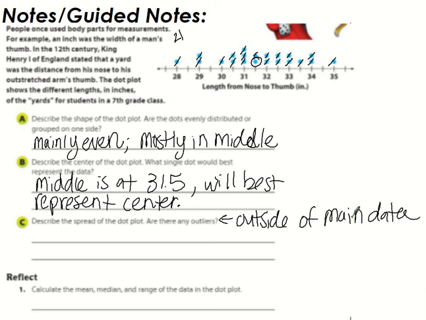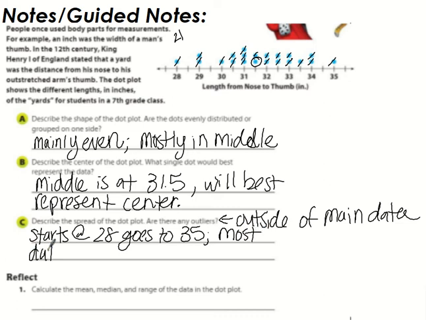Okay, so we could say it starts at 28, goes to 35, right? That's kind of the actual spread. We could even say most of the data is between 29 and 34, and almost even cut those off. There's a bit of a gap, and most of the data really is between there, okay?